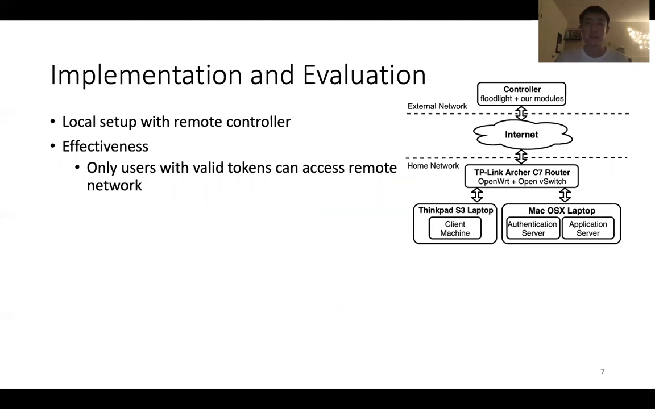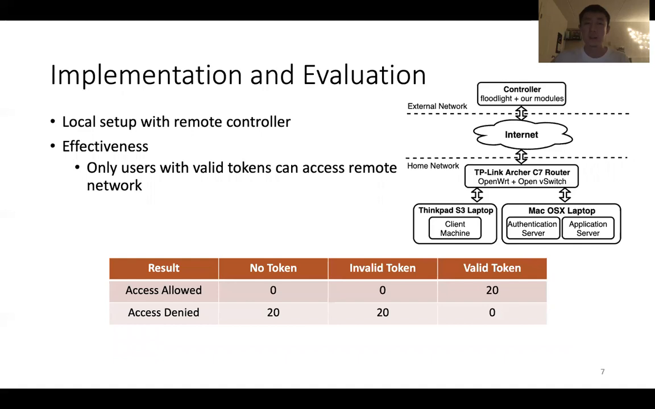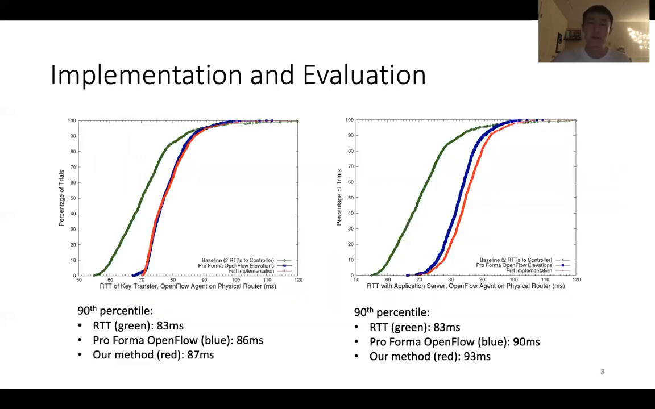We have deployed our system in a lab environment to evaluate its effectiveness and performance. However, we use a remote SDN controller to emulate the round trip time from a local network to the controller in the real world. Firstly, we evaluate the effectiveness. We found that only if users can provide a valid token can they get access to the application service. Otherwise, they cannot.